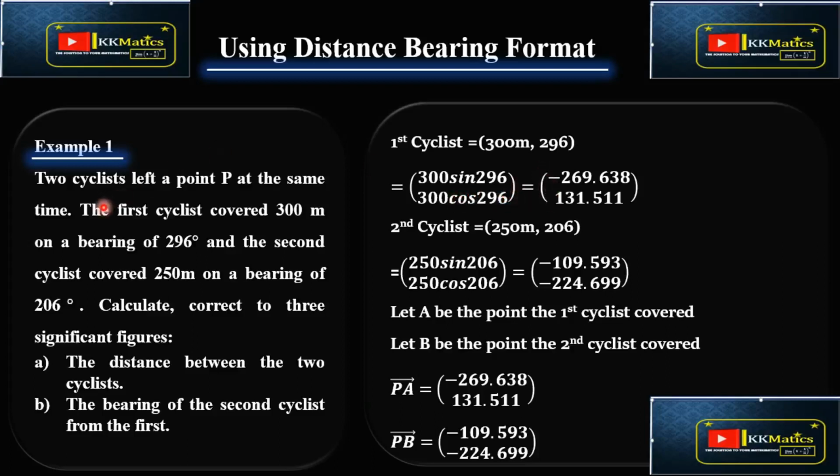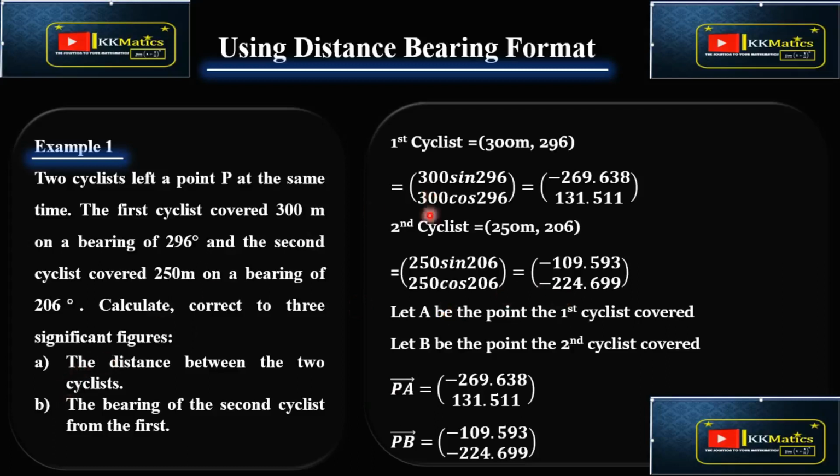And then we have our second cyclist: 250 meters on the bearing of 206 degrees. We do the same, which is 250 meters for the distance and the degree to be 206. So we have 250 multiplied by sine 206, and that gives us minus 109.593. We do the same for 250 multiplied by cos 206, and that gives us minus 224.699.